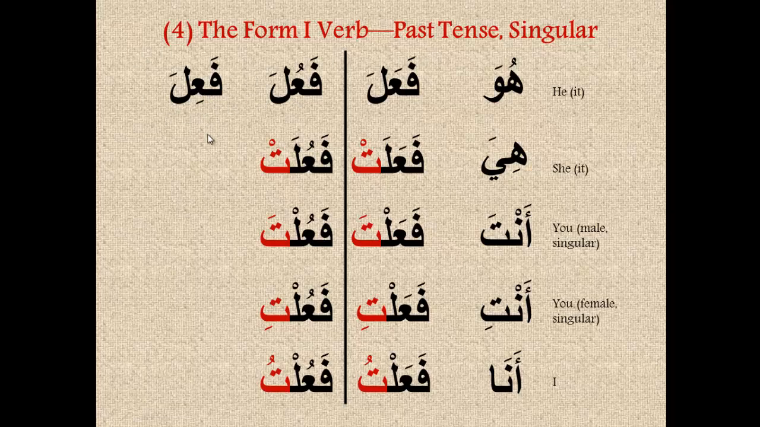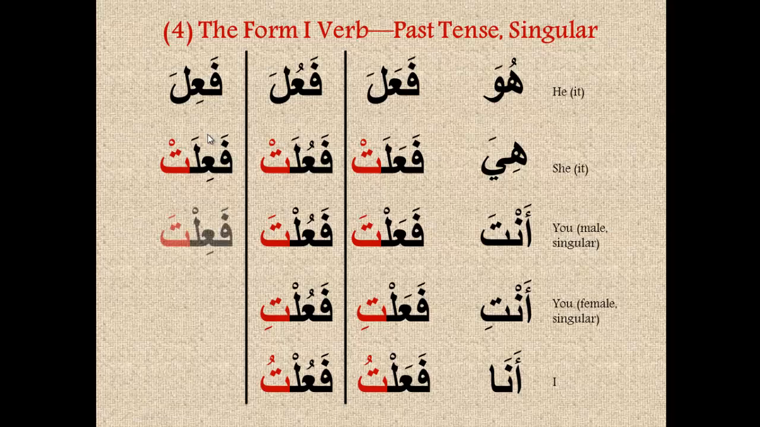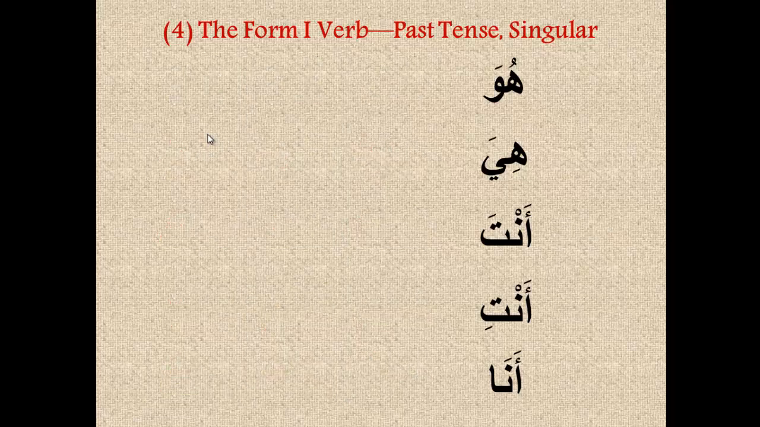For fa'ila, we conjugate in the same way. Hiya fa'ilat, anta fa'ilta, anti fa'ilti, ana fa'iltu. Let's now take a look at a real verb. This verb is going to follow the pattern of fa'ala, the most basic fa'ala pattern for huwa.